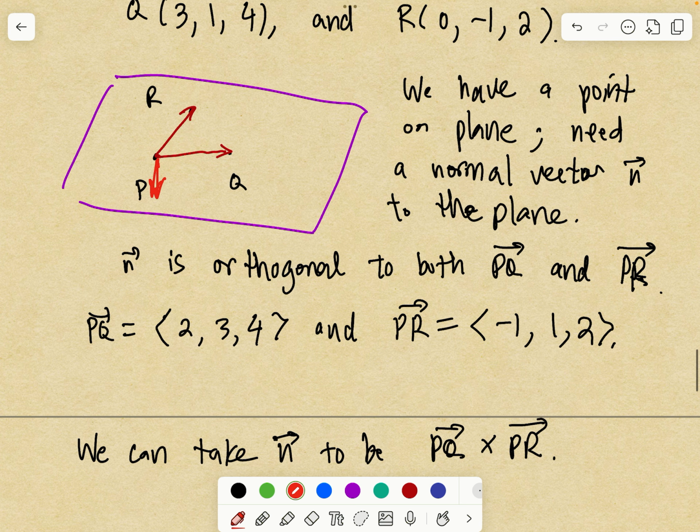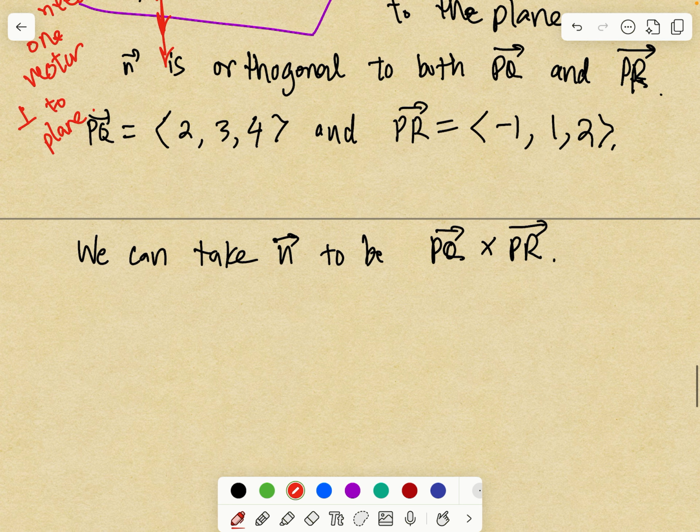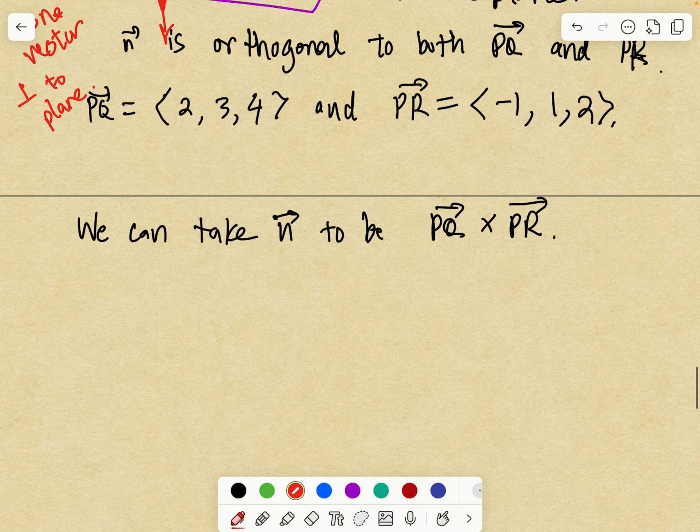Let's say that's perpendicular to the plane. We can take any non-zero scalar multiple of a vector that's perpendicular to the plane and use that as our normal vector n. You just need one vector perpendicular to the plane. There isn't a specific one, it's not like there's only one possible n that works. You just need one vector that's orthogonal to PQ and PR, so why not just take the cross product? Because we know that's orthogonal to PQ and PR.